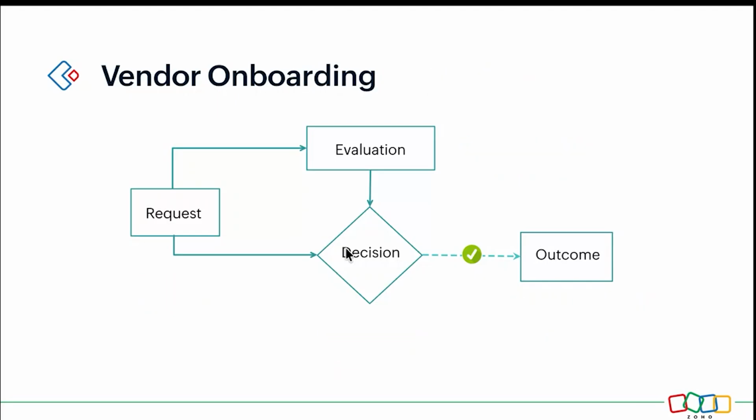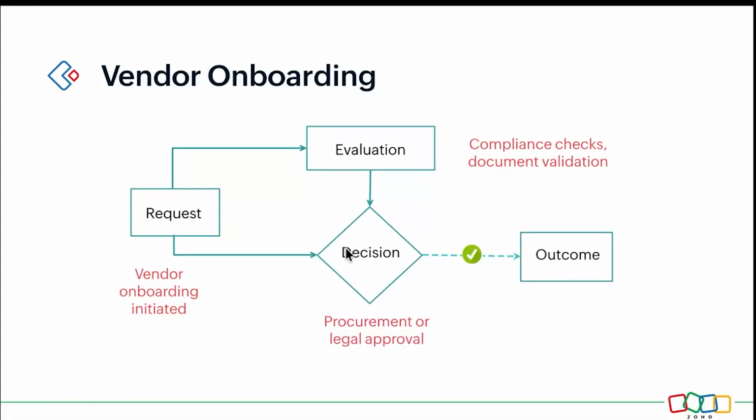Let's take another example, vendor onboarding. Whenever a vendor onboarding is initiated, it goes into evaluation, like compliance check or document validation. All those things have to be evaluated. Once the evaluation is done, it goes into the decision, where the procurement or legal approval is taken care of. Once the approval or rejection is done, the outcome is stored: either the vendor is approved, rejected, or flagged for review. The status is updated depending upon the decision submitted by the approver. So this is one scenario.